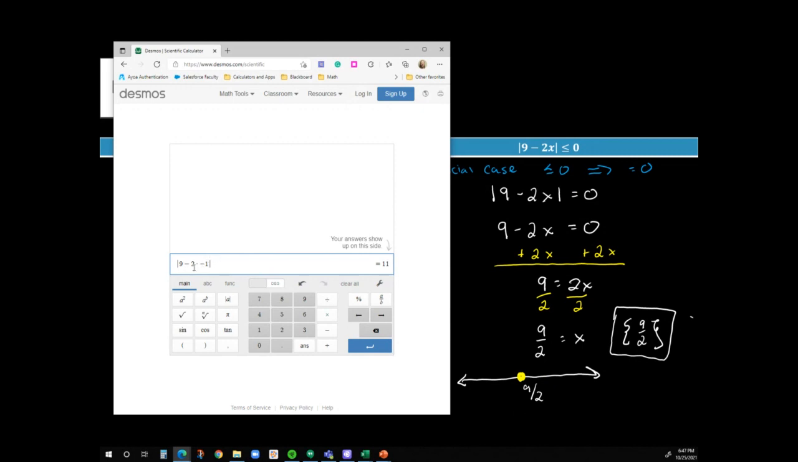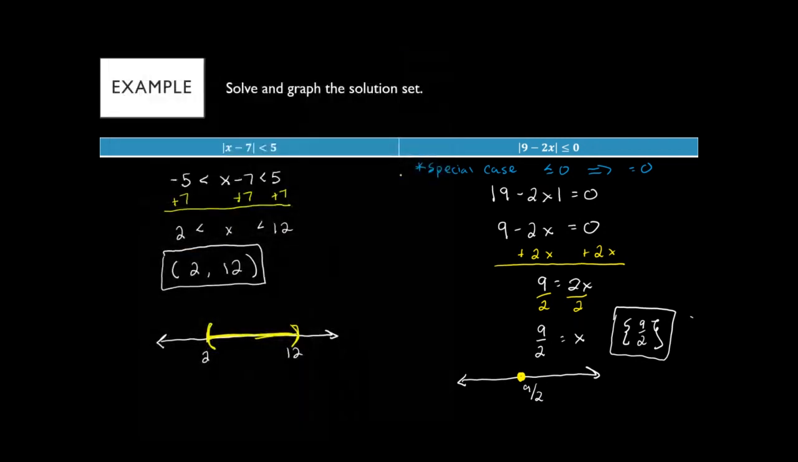And so you can just play around, plug in numbers. Even if I get really close and I did 4.4, that gets me close to 0, but I'm not going to be at 0. The only place is 9/2, and it's impossible for me to be less than 0 because this absolute value will always become positive. Are there any questions on either of these two examples?